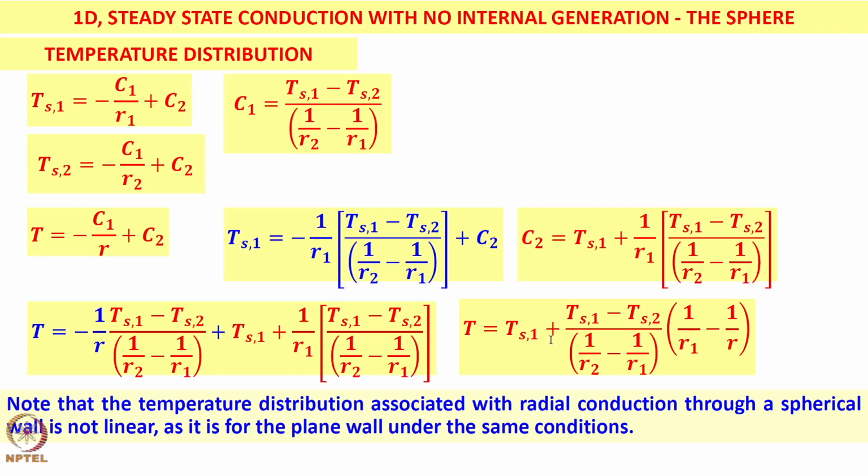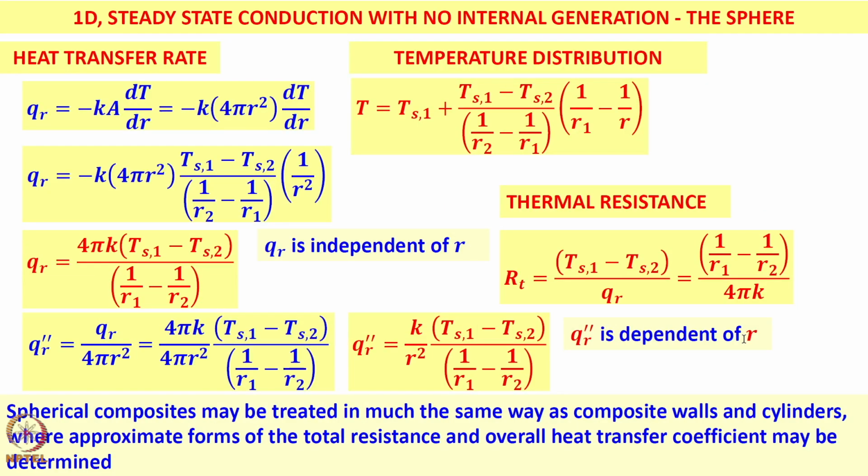The point to note is Ts1, Ts2, R2, R1 are all constants. So, Ts1 is a constant, this whole thing is a constant, 1 by R1 is a constant, only 1 by R is a variable. So, A plus B into constant minus 1 by R, that is the functional form. It is not linear, it is not logarithmic, it is some other form which has a constant minus 1 by R. If you take a spreadsheet and try to plot this, you will get the temperature distribution for a given set of problems.